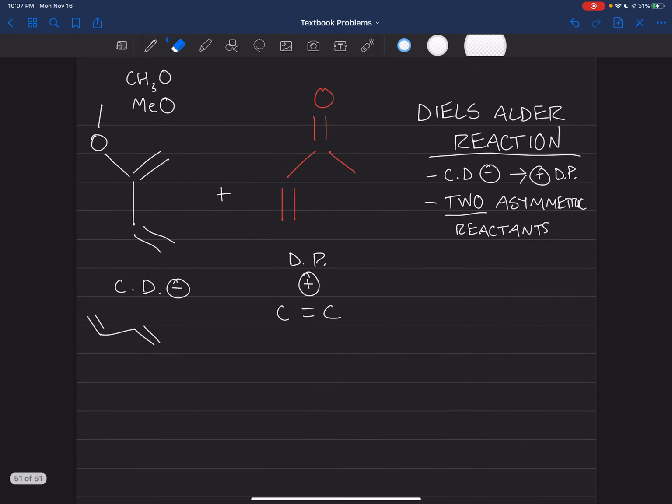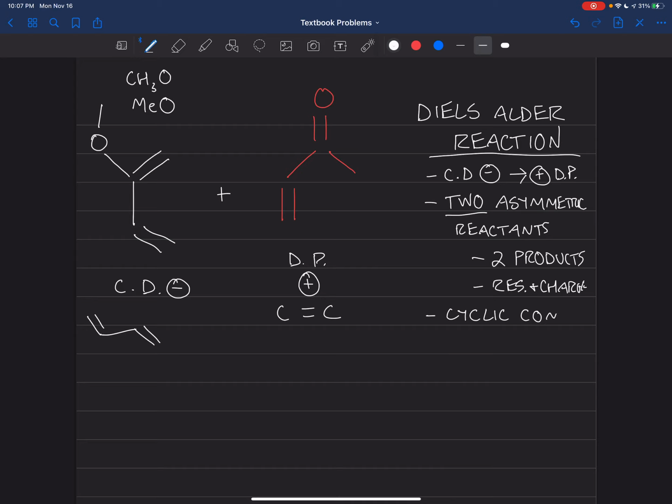But this one, because they're asymmetric, we get two products. And we have to make a decision, what is going to be the major product? When there's two asymmetric reactants, we have two products, and we need to look at resonance and charge. The other thing, we will always get a cyclic compound. And here's the other thing, you will always have a double bond between the 2 and the 3 of your conjugated system. That is such an incredible shortcut.